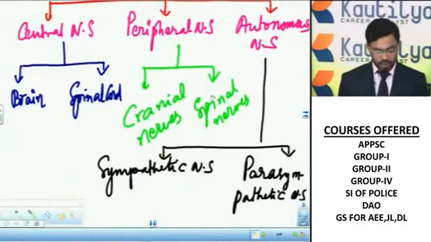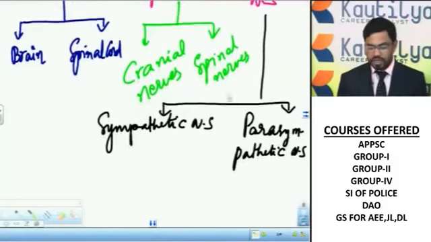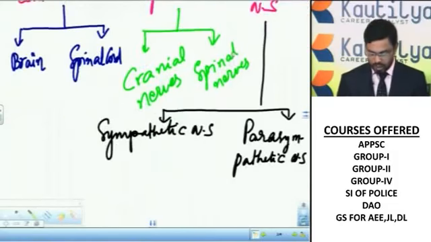The central nervous system contains the brain and spinal cord, and the peripheral nervous system contains the nerves which originate from the brain and spinal cord. They are cranial nerves and spinal nerves. The autonomous nervous system contains the sympathetic nervous system and parasympathetic nervous system. That means the nerves which originate from both the spinal cord and brain form part of the autonomous nervous system.